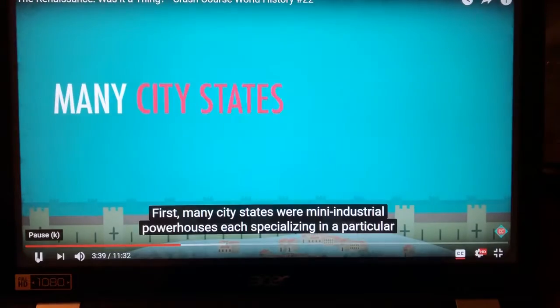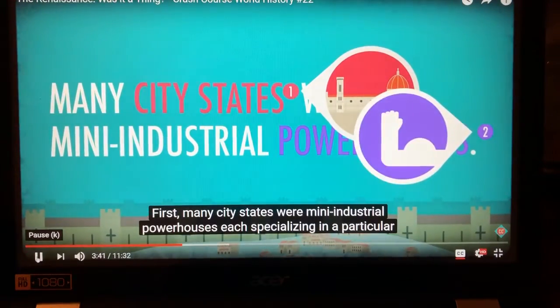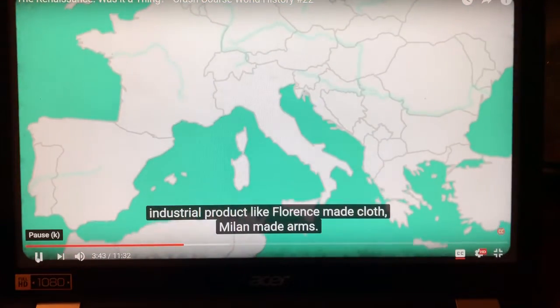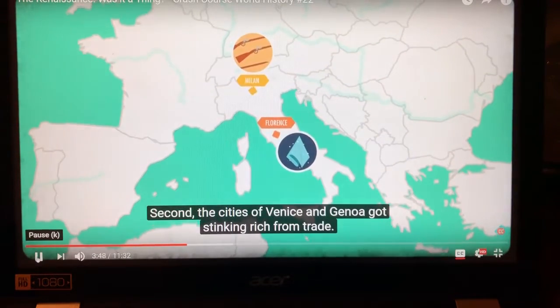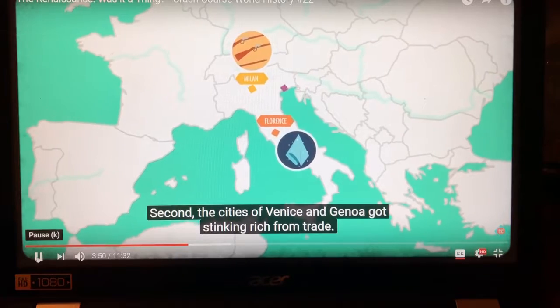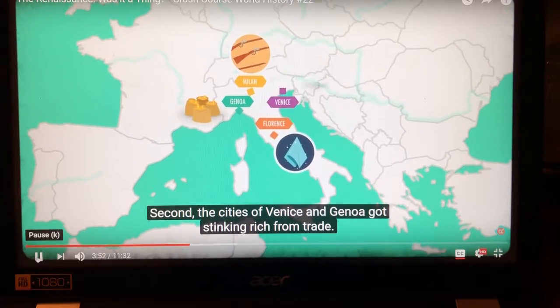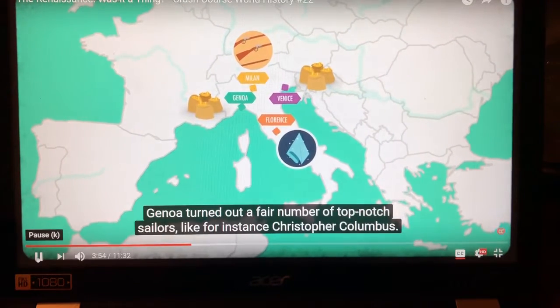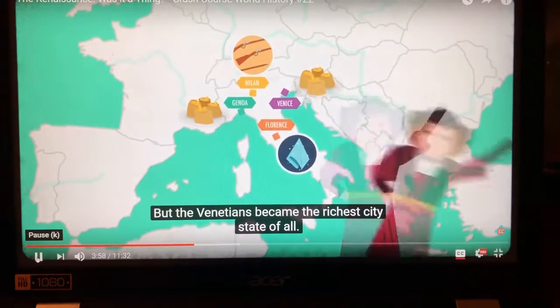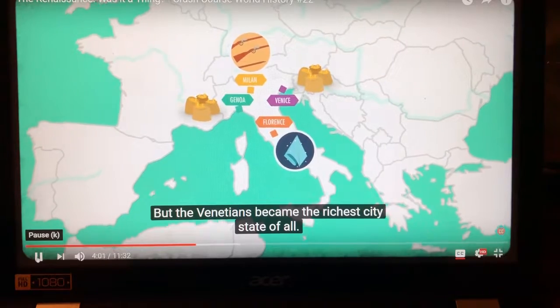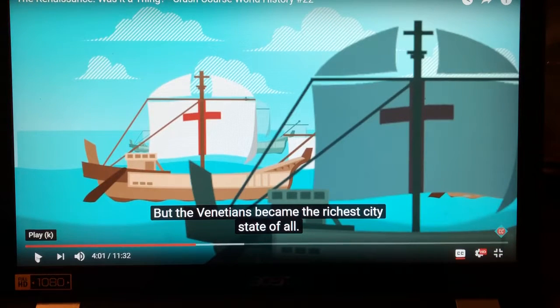First, many city-states were mini-industrial powerhouses, each specializing in a particular industrial product, like Florence made cloth, Milan made arms. Second, the cities of Venice and Genoa got stinking rich from trade. Genoa turned out a fair number of top-notch sailors, like, for instance, Christopher Columbus, but the Venetians became the richest city-state of all. Okay, I know it says Venetians, but that means Venice. So Venice is Venice.